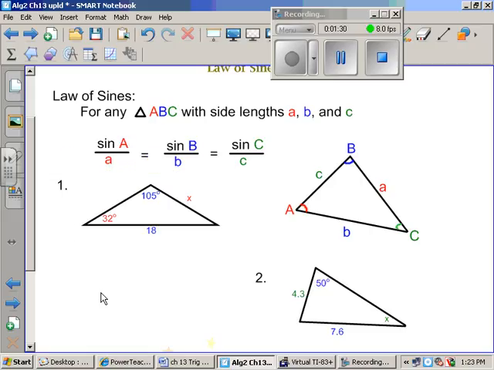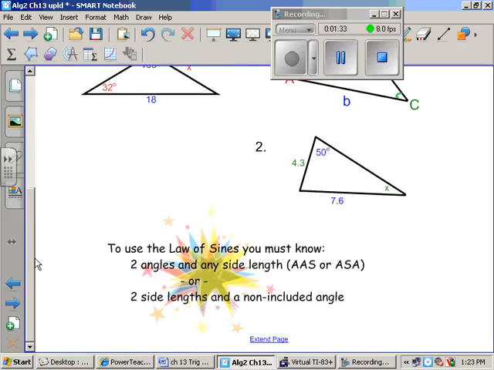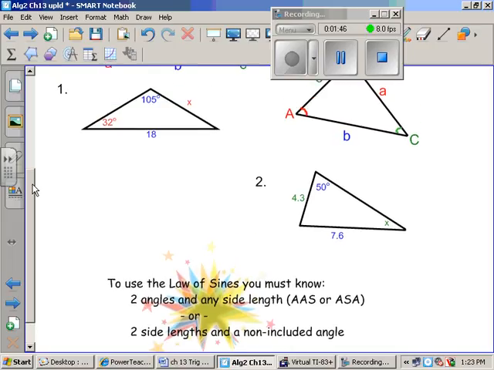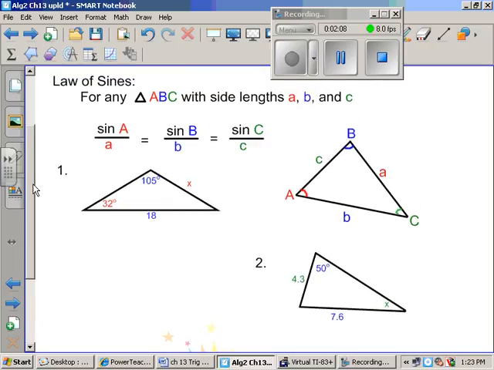Okay, and one other thing, you can use the law of sines when you have two angles in a row and a side, or angle, side, angle. Like this one up here is angle, angle, side. So you can use the law of sines. You have angle, angle, side, angle, or side, side, angle. So you have two sides in a row and then the angle. So that's when you can use the law of sines. You can't use the law of sines with any other combo of sides and angles.